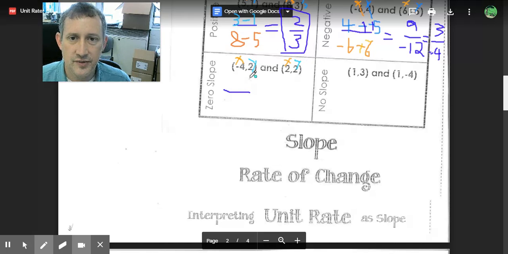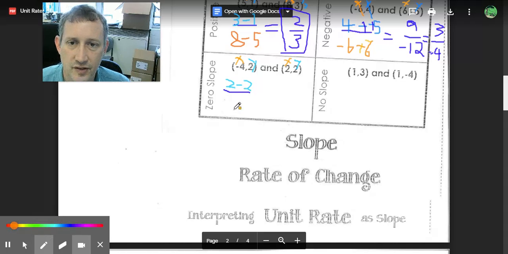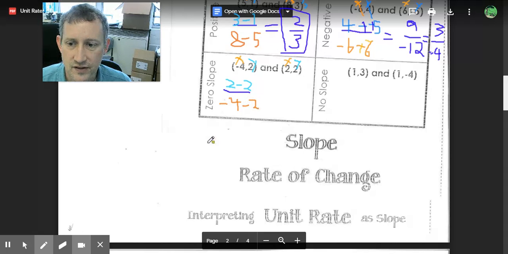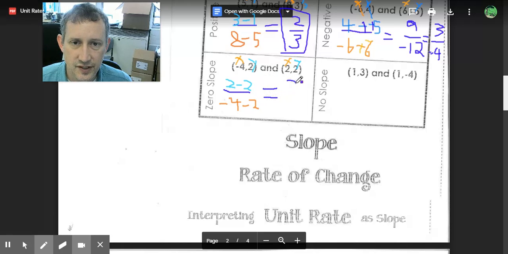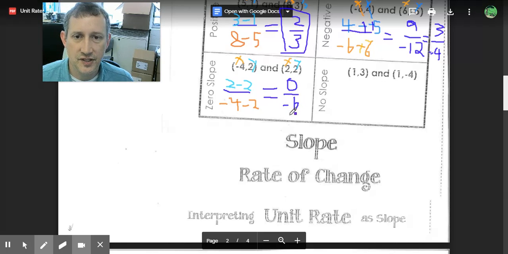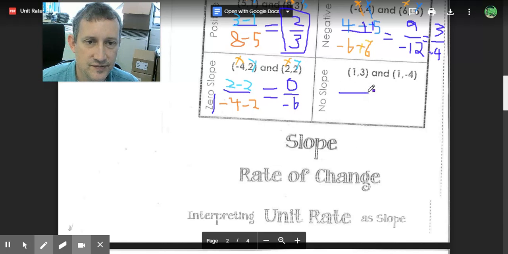Okay, let's start with the second numbers. So we have 2 minus 2. We can stop at this point because we know that 2 minus 2 is 0, but let's finish it off just so we can feel good about ourselves. Negative 4 minus 2. All right, so we end up with 0 over negative 6. Doesn't really matter what we're dividing by. It's going to be 0, 0 slope. No slope.